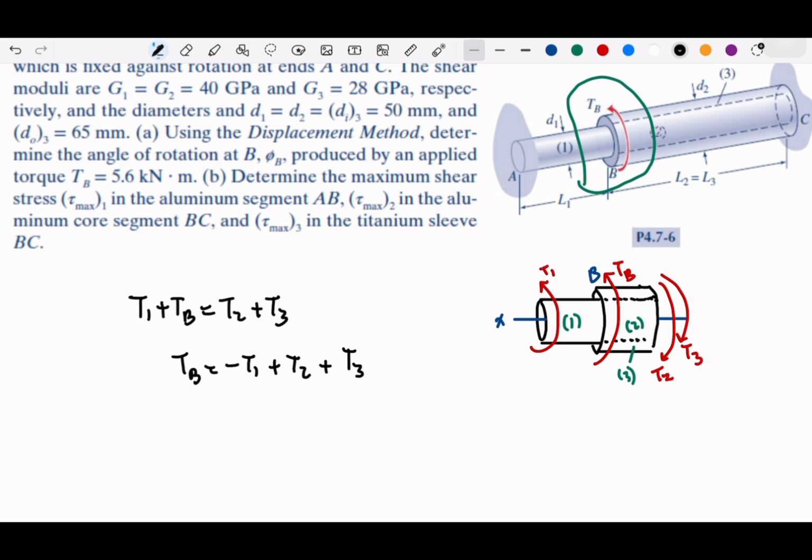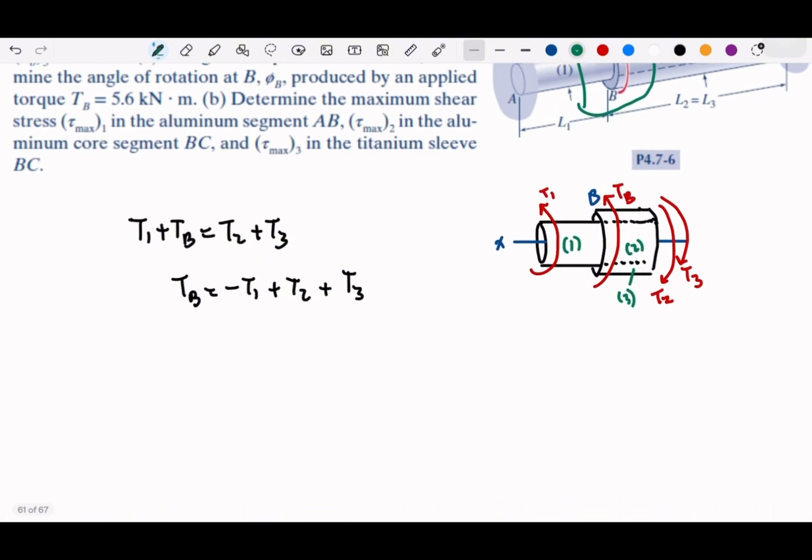Okay, the difference between the displacement method and the previous force method is the way we write the twist formula. So we can start, as always, by taking the twist angle. This is TL over GI. For the displacement method, we are going to rewrite this in terms of T. So T is angle times GI over L.